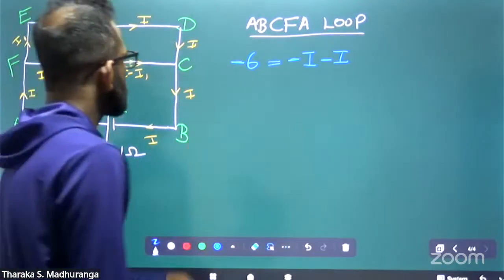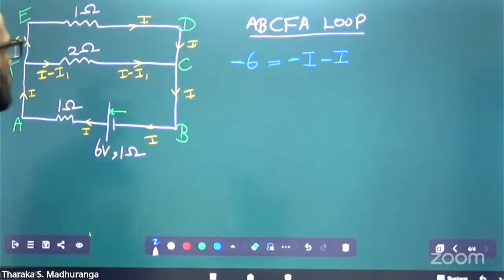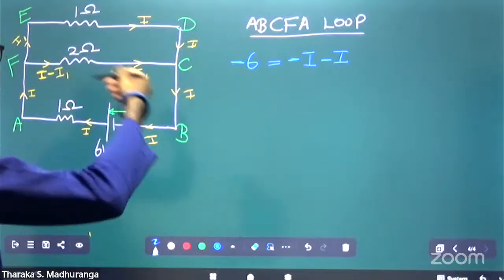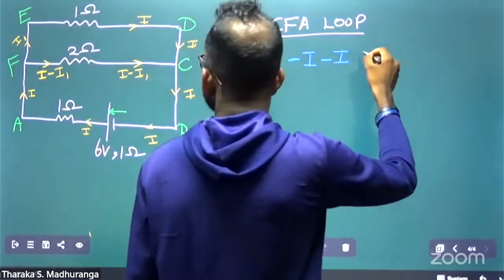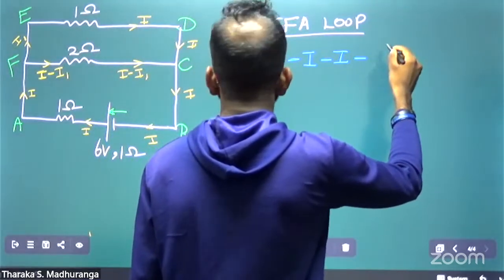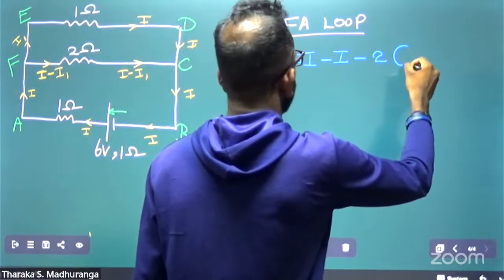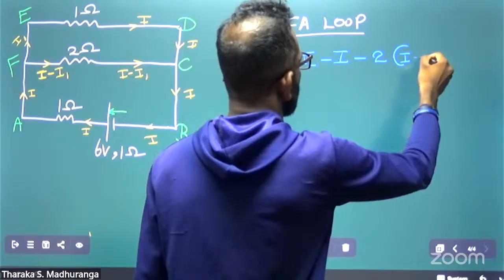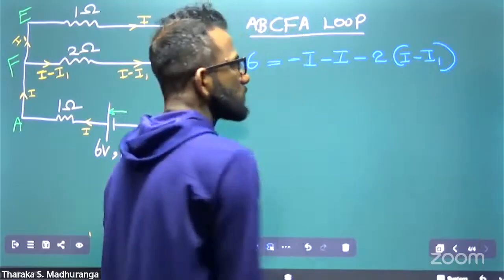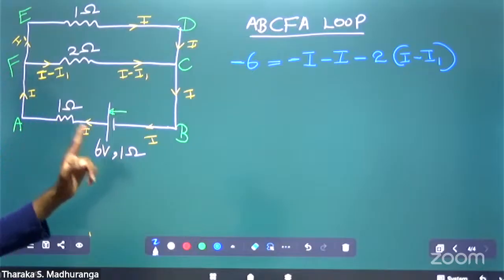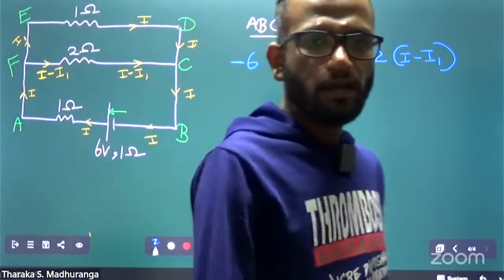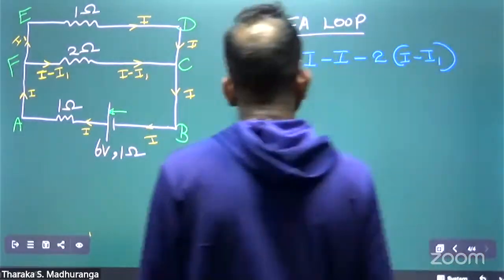Then B to C, no resistance. C to F, this cross line. There is one resistance, 2 ohm, but the current is flowing in the opposite direction. Therefore minus 2 into the bracket I minus I1. Put it like this: I minus I1, the IR product. Then again come to F to A. No resistance or cell. Understood?